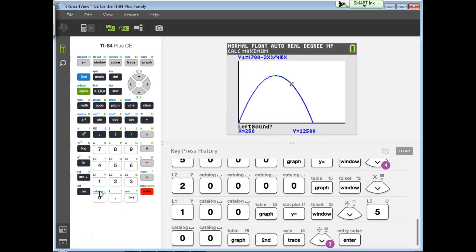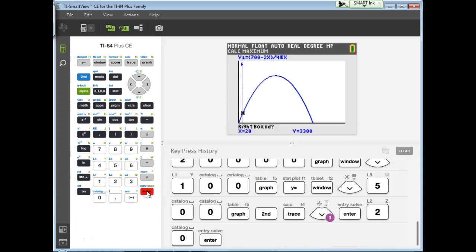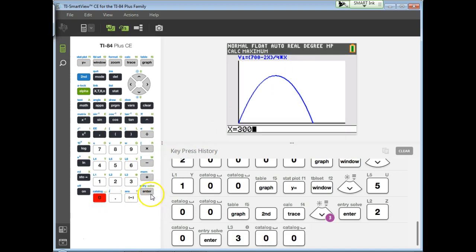A little perseverance in the window. All right, left bound. I don't even know where my window is anymore. I'm pretty sure like 20 would be to the left of the maximum, so I'm going to go there. Oh, yeah. And then 300? Is that definitely to the right? Yeah? Okay. Oh, I have good news. We didn't screw this question up, because that is the right answer.